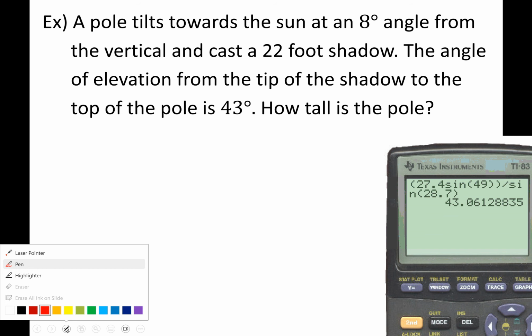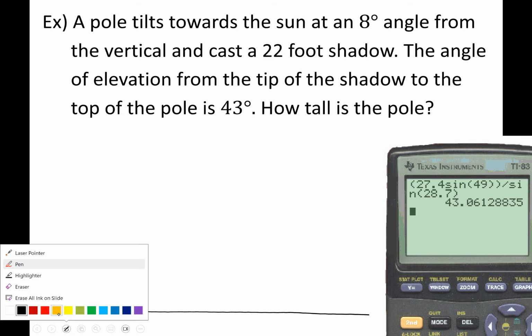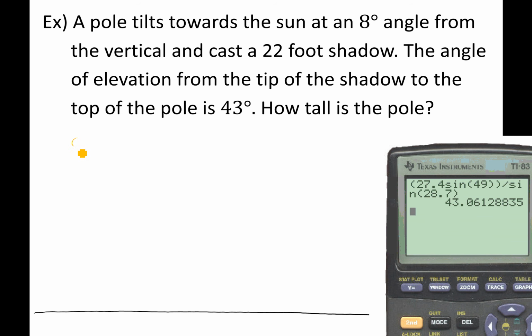I'm gonna start drawing this. Basically we know that there's a pole, and a pole is like a flag pole or a stick that's sticking out of the ground. So you can draw the ground. Hopefully it's flat, and then the pole is gonna tilt towards the sun. So let's draw a sun. Put a sun right here.